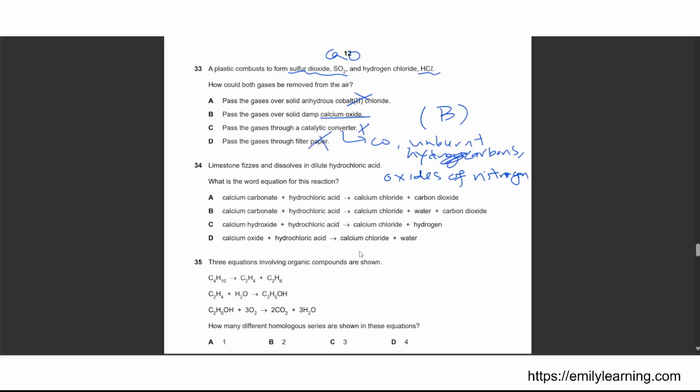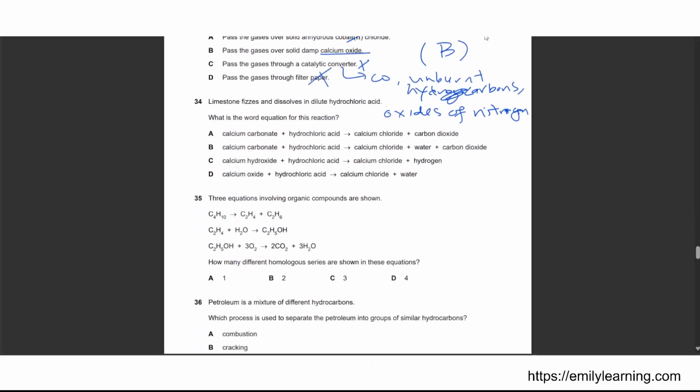So no. Next, going on to question 34, limestone fizzes and dissolves in hydrochloric acid. Limestone is basically calcium carbonate. So what is the word equation for this reaction? Calcium carbonate, being a carbonate, will react with hydrochloric acid. Carbonate plus acid will form salt, water, and carbon dioxide, and the salt is calcium chloride. So it is calcium carbonate plus hydrochloric acid gives calcium chloride plus water plus carbon dioxide. So the answer is B.